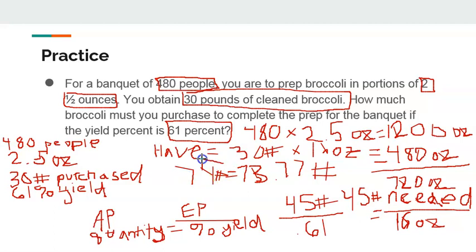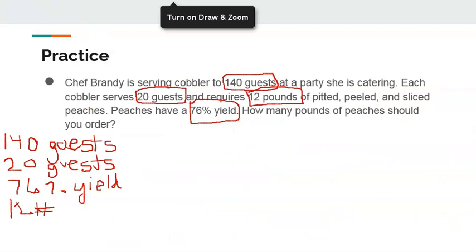So for this practice question, it says, Chef Brandy is serving cobbler to 140 guests at a party she is catering. Each cobbler serves 20 guests and requires 12 pounds of pitted, peeled, and sliced peaches. Peaches have a 76% yield. How many pounds of peaches should you order?